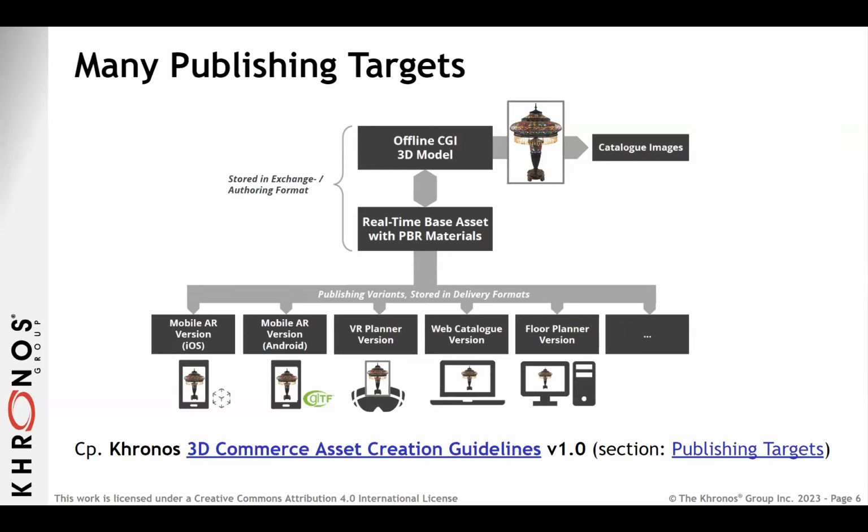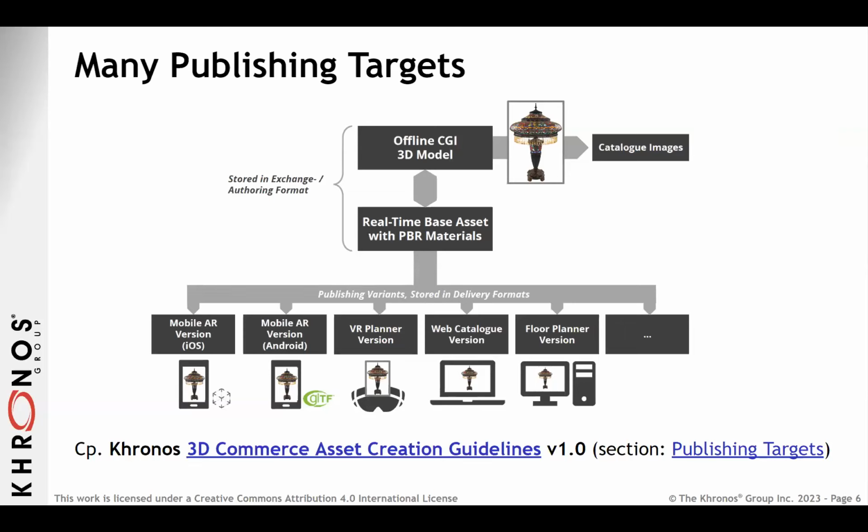Now, the way to go from one to another, of course, you can go about it manually. So you can take each asset and try to manually reduce the number of polygons and convert the materials and so on and so forth. But if you imagine a big scale, it's just impossible to have a catalog of 10,000 products manually converted from CGI assets to real-time ready assets.